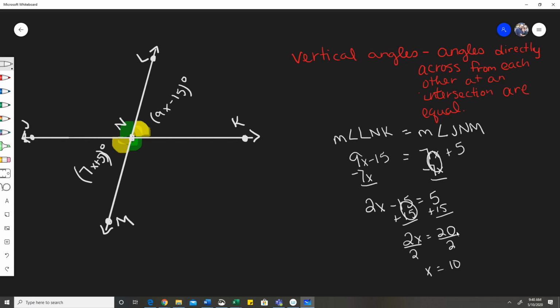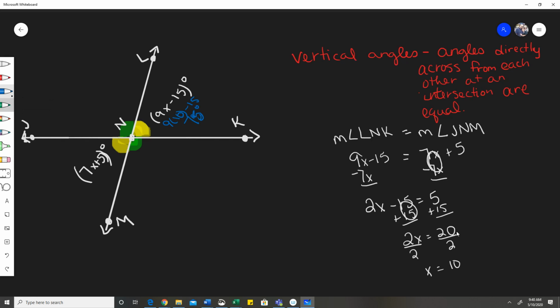Once again, just like we did with our complementary and our supplementary angles, we need to actually plug that 10 back into the angle measurements. So if I do 9 times 10 minus 15, well, 9 times 10 is 90, minus 15, we're going to get 75. That's a degree symbol, not a 6. Try to correct my mistakes. I make bigger ones sometimes.